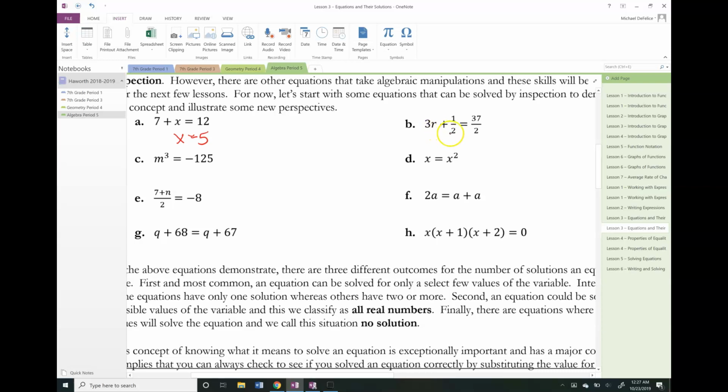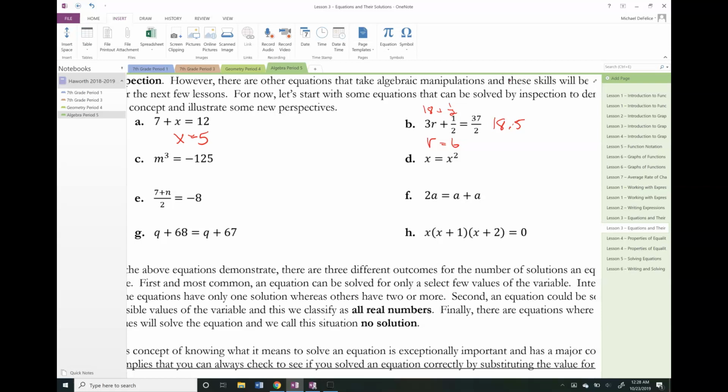B says 3r plus 1/2 equals 37 over 2. Well, 37 over 2 is 18.5, right? On the other side, I have a half. So that means that really 3r has to total 18, because 18 plus the half will get me to 18.5. That means r has to equal 6, right? Because if r is 6, this will be 18 from that term. 18 plus the half gets me to 18.5.